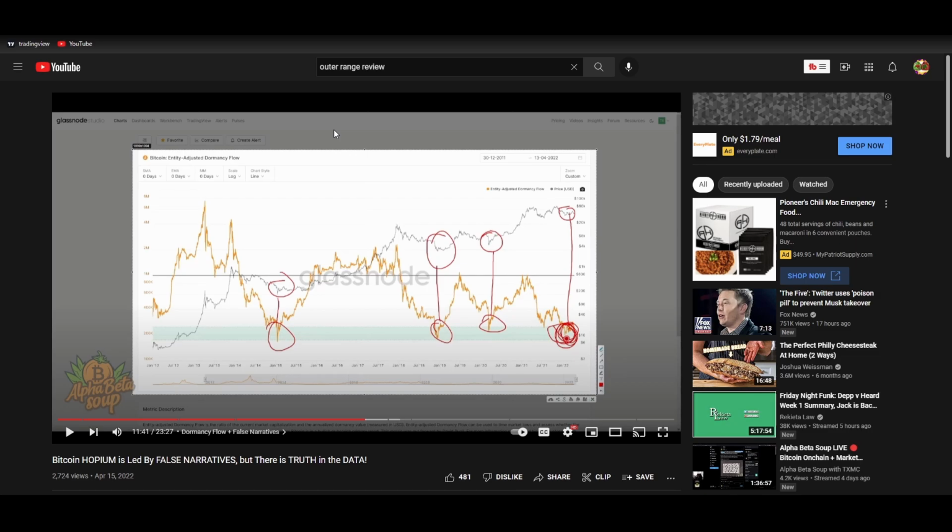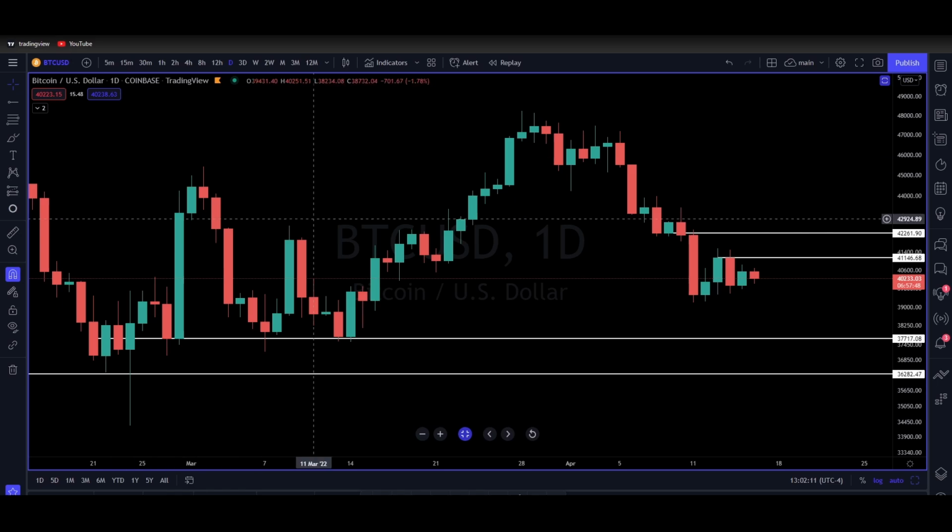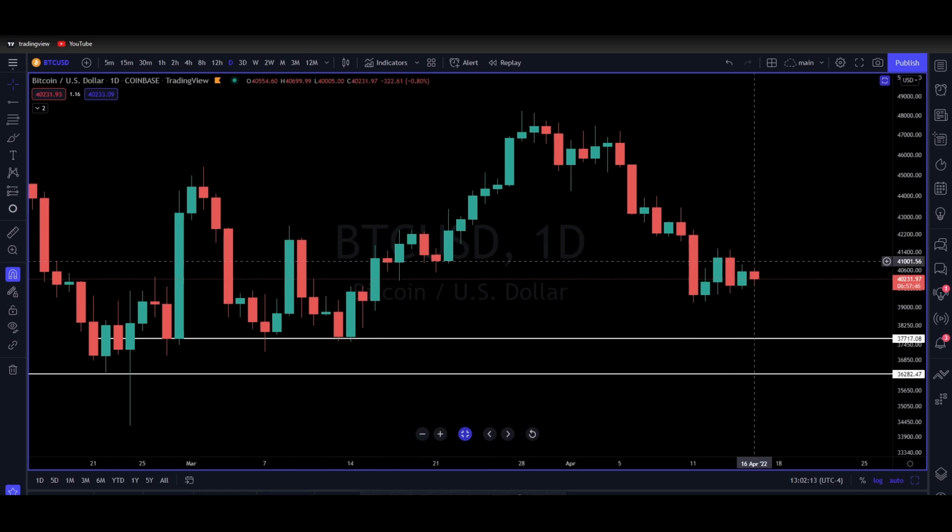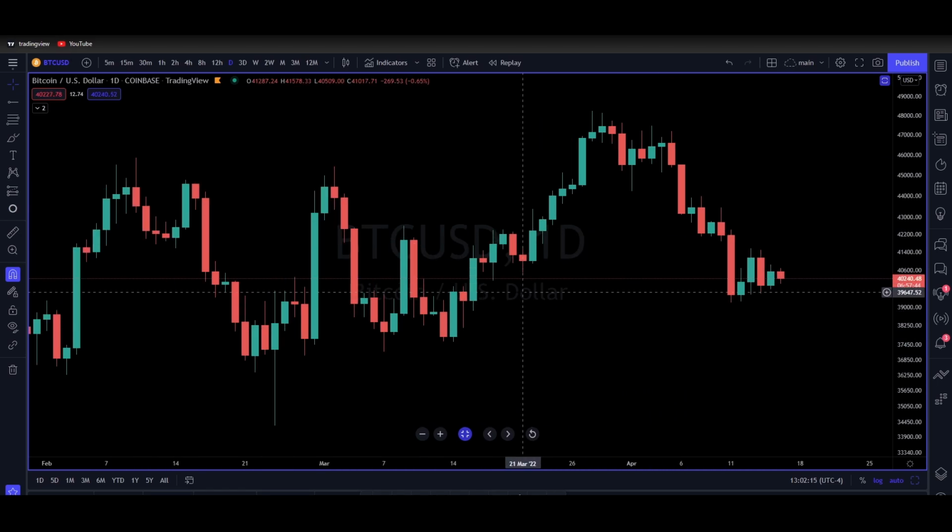But anyways, if you want good Glassnode data, he goes in depth about what this Bitcoin entity adjusted dormancy flow chart is and why it confirms that we are indeed in a bear market. All right, let's go over here to Bitcoin. Let me clean this chart up a bit and we will get started on today's session.